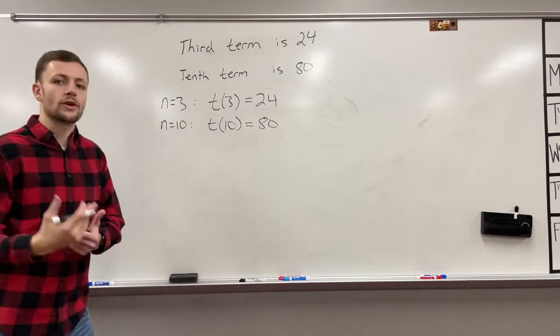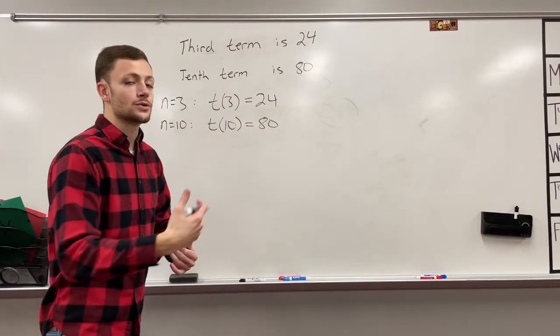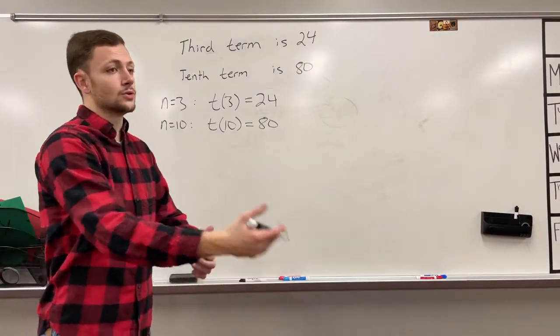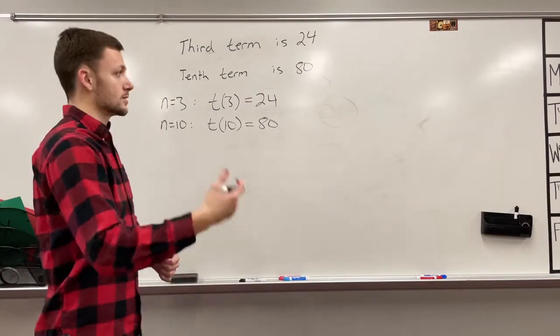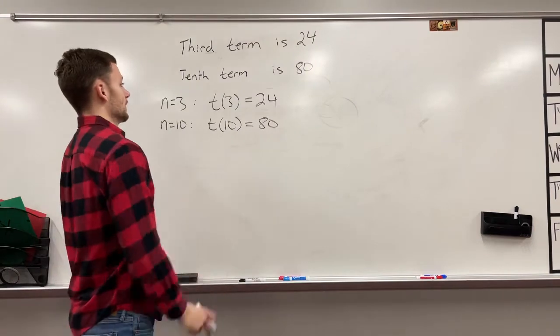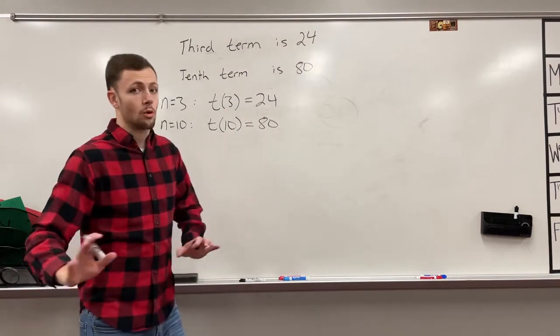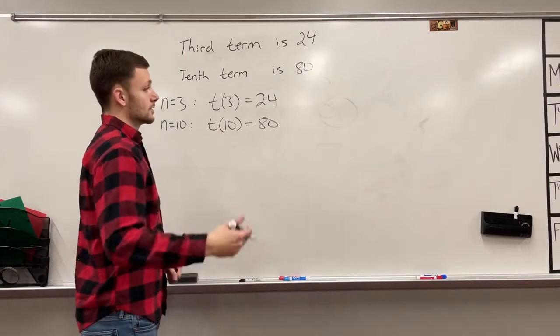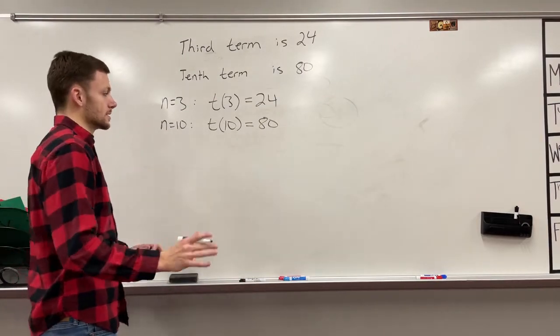And so when we were finding our common differences before, I did t of 2 minus t of 1. And I did t of 3 minus t of 2, and t of 4 minus t of 3, and so on and so forth to find my common difference. But this time I'm given two terms, and we know that there's a whole bunch of stuff in between. And so we're going to start the same.